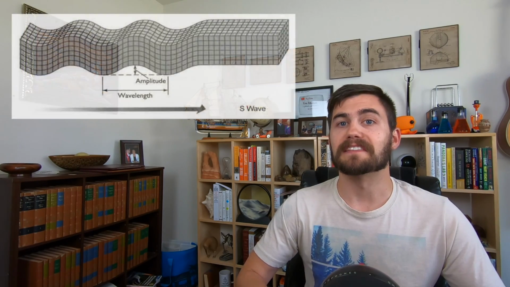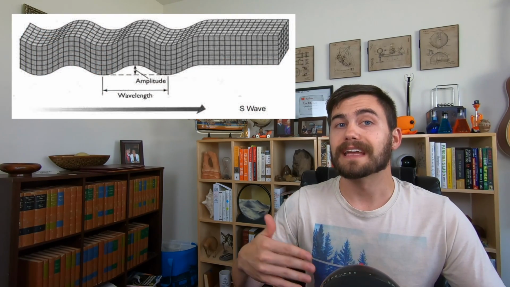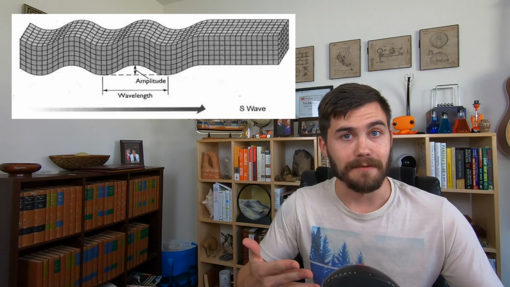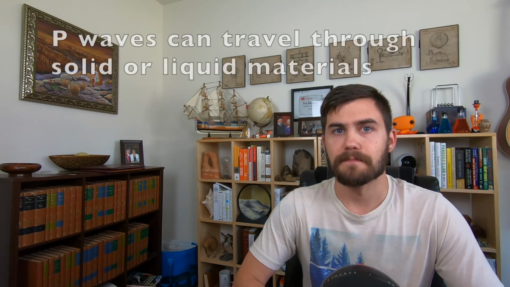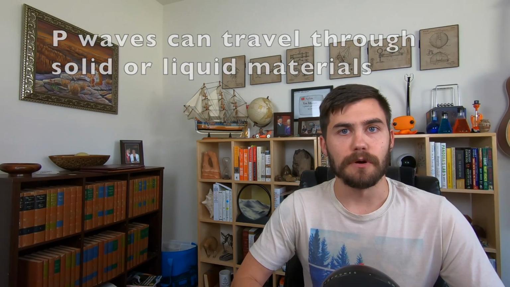The other type of body wave is called a secondary wave or just S wave. S waves are transverse waves, which in simplest terms means they transfer through material in an up and down or side to side motion. S waves carry more energy than P waves, they move slower, and they can only travel through solid materials. The other major group of seismic waves are surface waves.